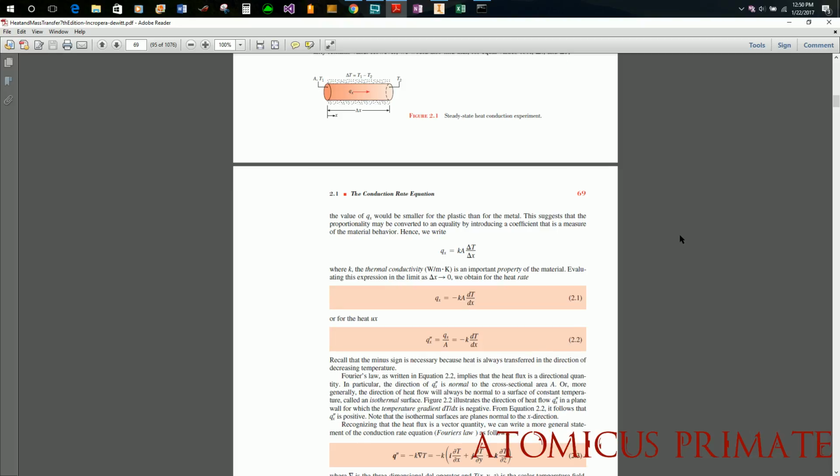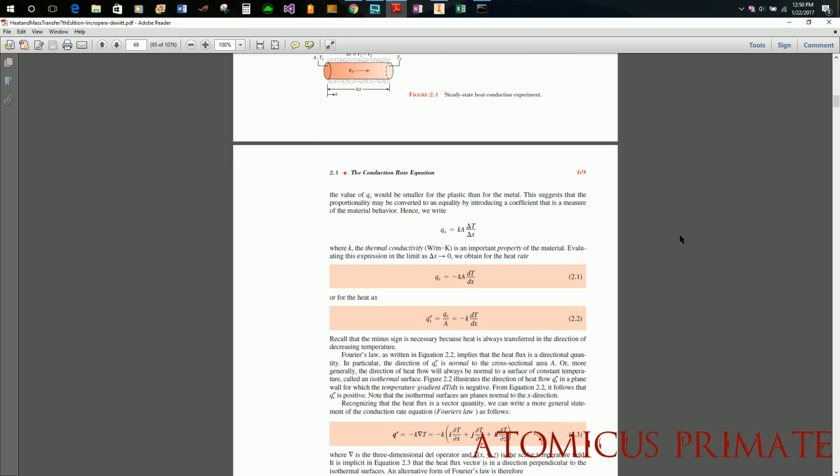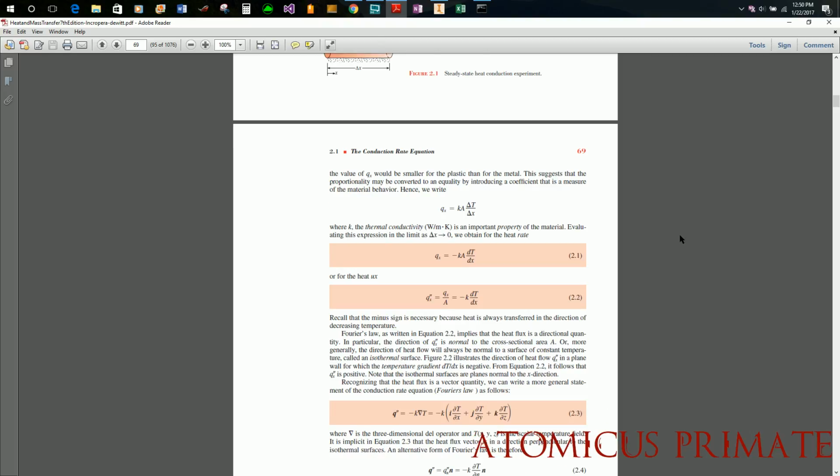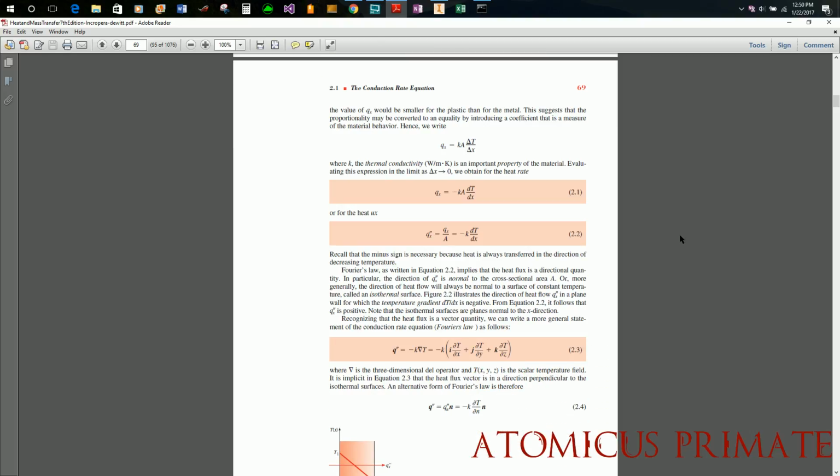Evaluating this expression in the limit as delta x approaches 0, we obtain for the heat rate, Q sub x equals negative lowercase k times A times dT/dx. For the heat flux, we divide by A and get another equation that says the same thing. Recall that the minus sign is necessary because heat is always transferred in the direction of decreasing temperature.